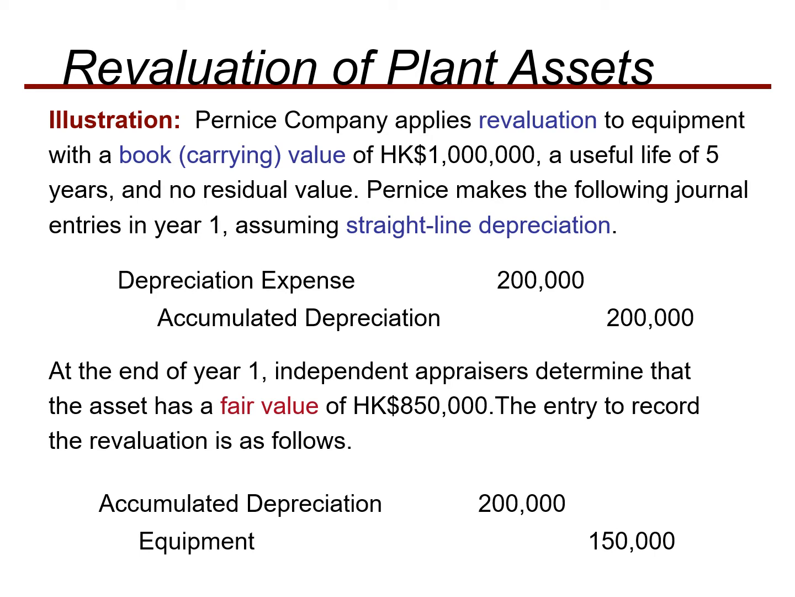At the end of year 1, independent appraisers, who can analyze a certain asset and tell you whether the price has increased or decreased, determined that the asset has a fair value of 8 lakh 50,000. The entry to record the revaluation is as follows: accumulated depreciation 2 lakh, equipment 1 lakh 50,000, and revaluation surplus 50,000. This would be your entry for year 1, because you have to decrease your asset by 50,000 in order to make the revaluation.